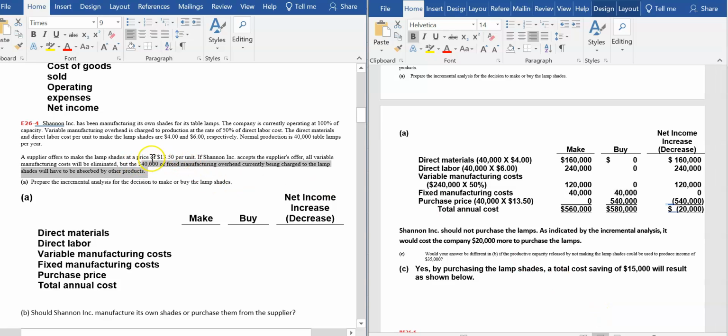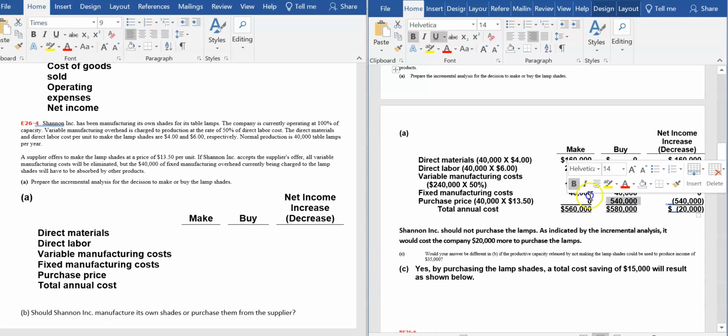We'll have to pay $13.50 per unit in order to purchase those lampshades at 40,000 units, a total cost to buy of $540,000. The total cost to make is $560,000. The total cost to buy is $580,000. Based on this analysis, they should not buy the lamps, they should continue to make them.